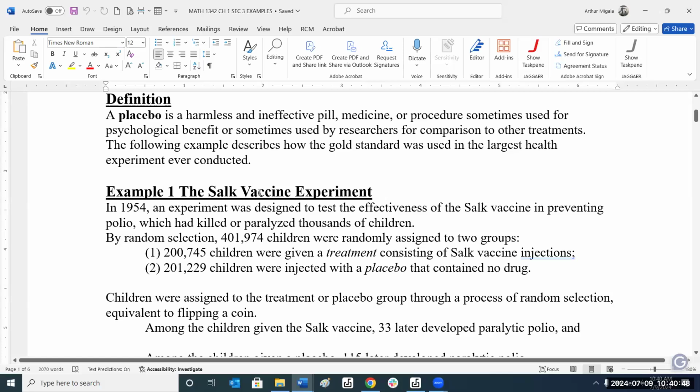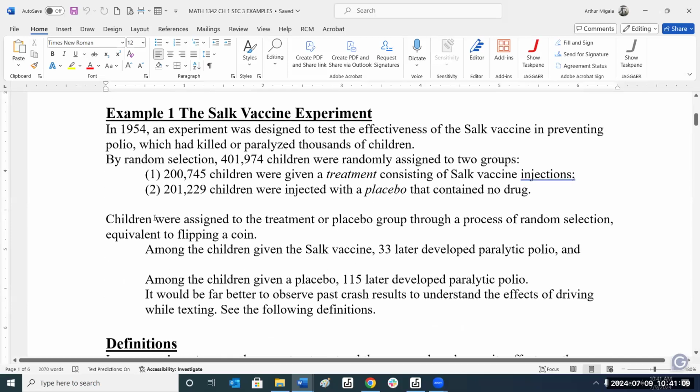Example one, the Salk vaccine experiment. Salk invented the vaccine for polio many years ago. That's why polio doesn't exist anymore. Well, I would say it's come back, but it used to be exterminated from the human populace. But because some people don't believe in taking medication for anything, it came back.